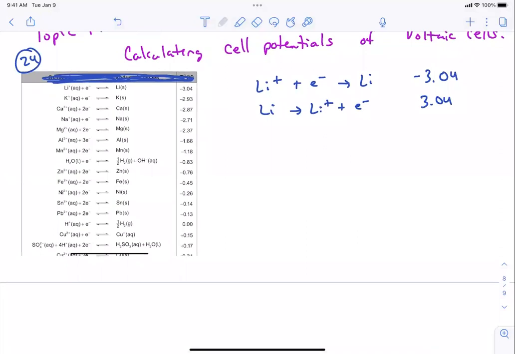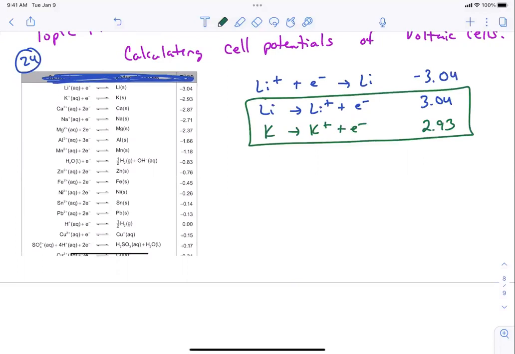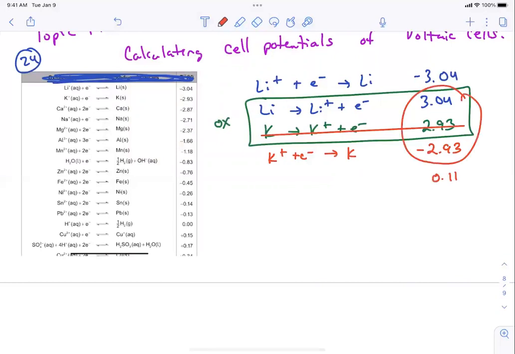What I want you to think about is this. If I look at Li here and I look at K, if I compare these two right here, notice that they are both oxidation reactions. So those are oxidation potentials. Now, what is the better oxidizer? The top one, lithium, because it has a higher oxidation potential, it's more positive. So it's the better oxidizer, which means if you were to put these reactions together, you would need to flip the K to force it to gain an electron so that it's negative 2.93 here. And then the cell potential is 0.11 overall.